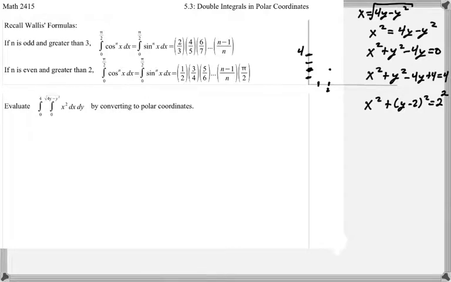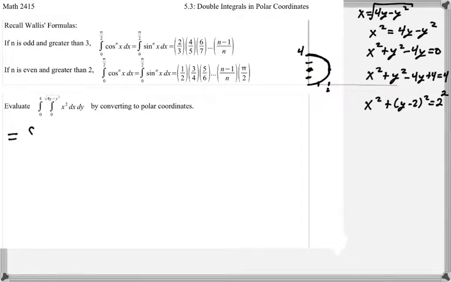So we'll go ahead and attempt to sketch that. There's your circle, and that's the region that we are finding. Well, we're actually not finding the area, we're finding the volume underneath z equals x squared, above this region right here. That's what we could think of this integral representing.